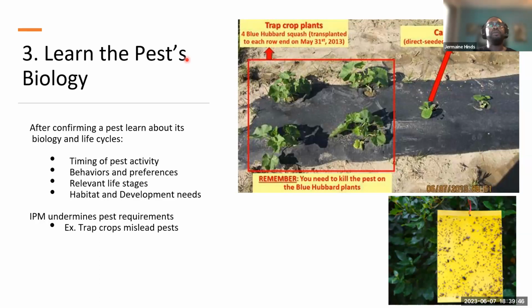Another thing you want to do is learn the pest biology. So after confirming a pest, you want to learn about its biology and life cycle. So timing of the pest activity, you want to learn behaviors and preferences. So, you know, what crops does it like versus dislike? What are some of the relevant life stages? And what are its habitat and development needs?